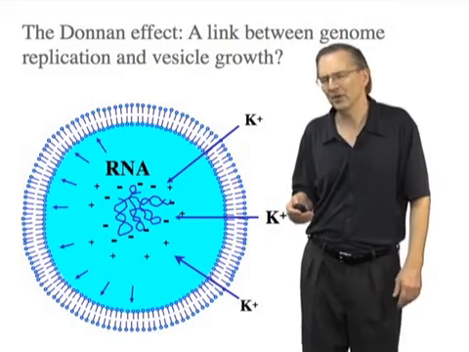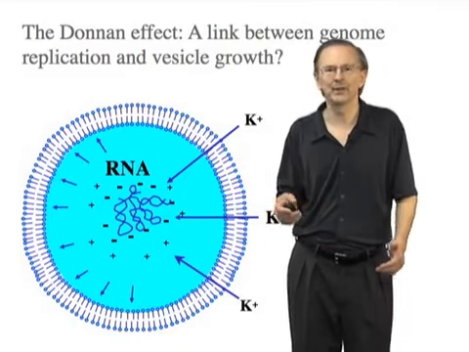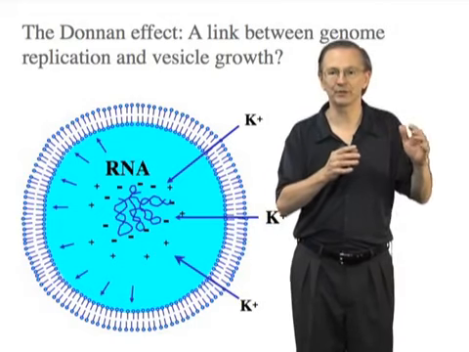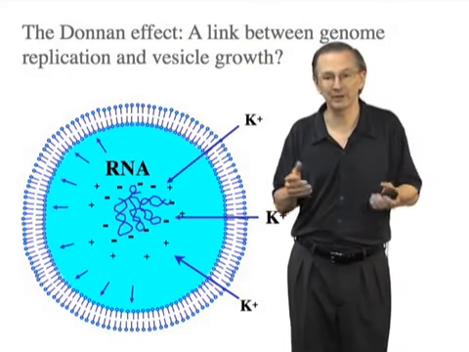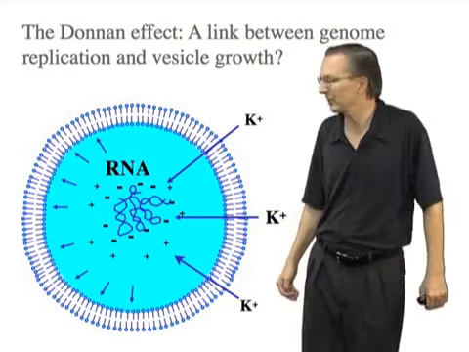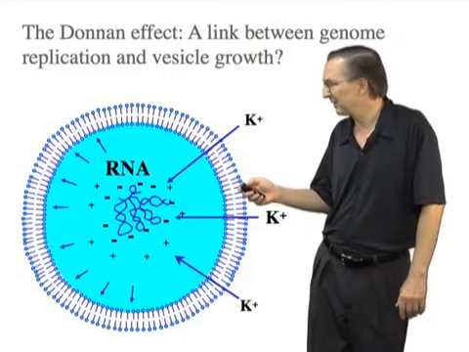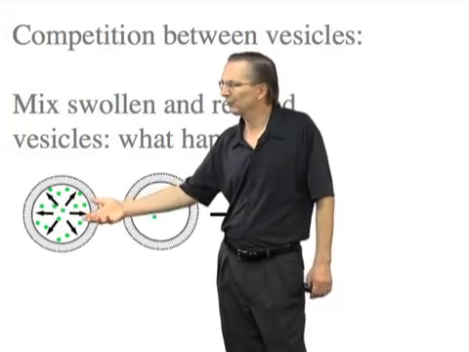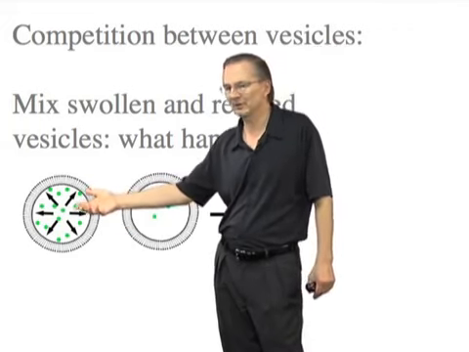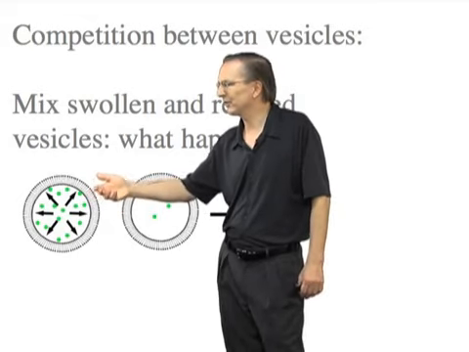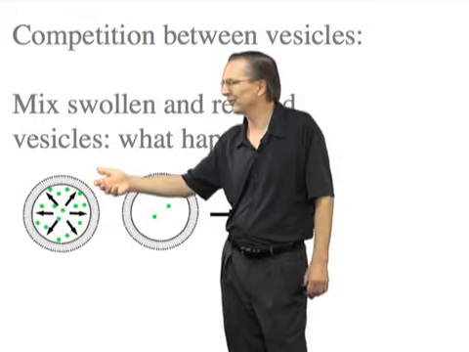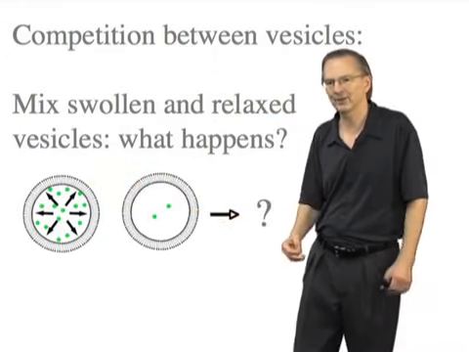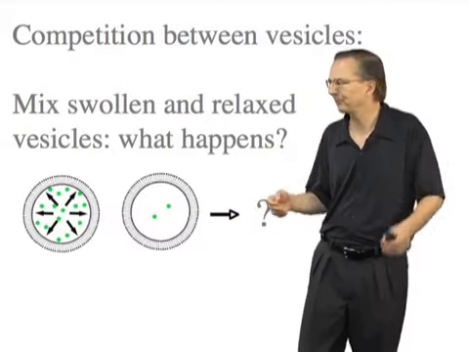So the way that we looked at that experimentally was using the same fluorescence assay that we had been using before to monitor membrane growth following the addition of new membrane molecules. But in this case, the idea is that we're going to take osmotically swollen vesicles that have, for example, a lot of RNA inside, and we'll monitor the surface area of those vesicles following mixing with vesicles that are osmotically relaxed. And we'll ask what happens to the surface area. Okay.